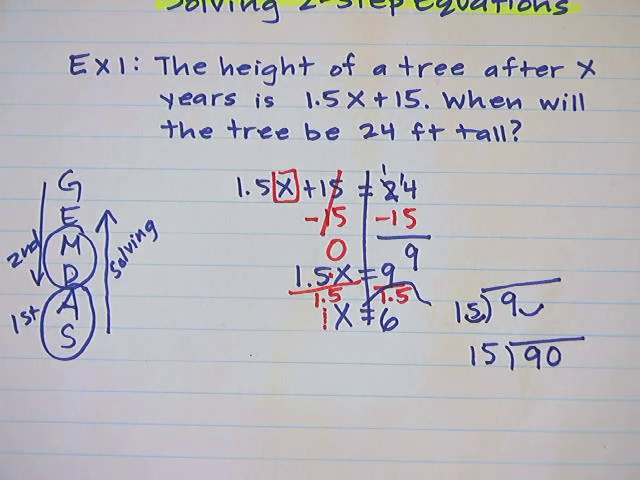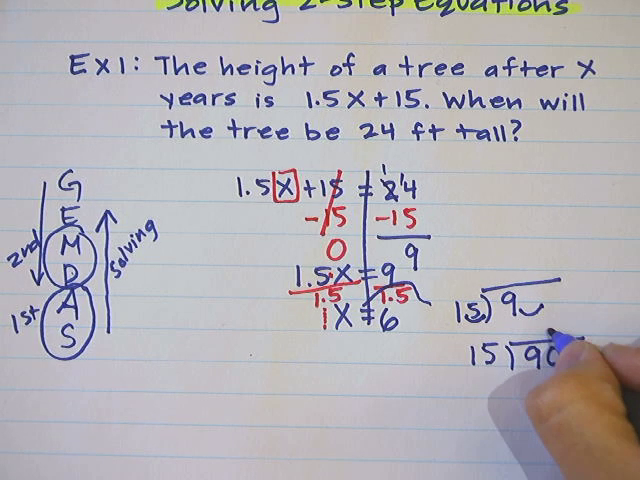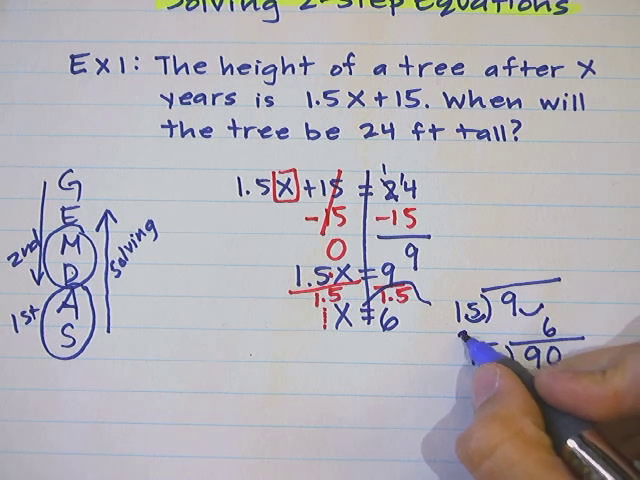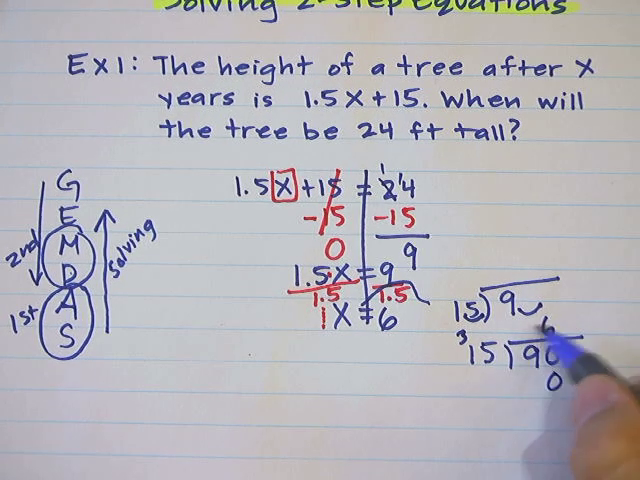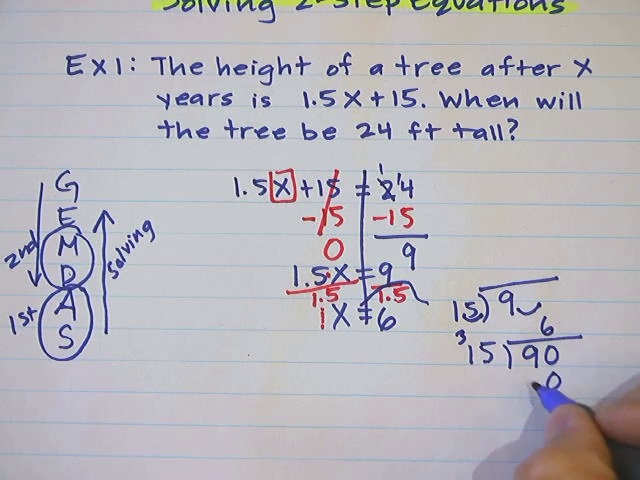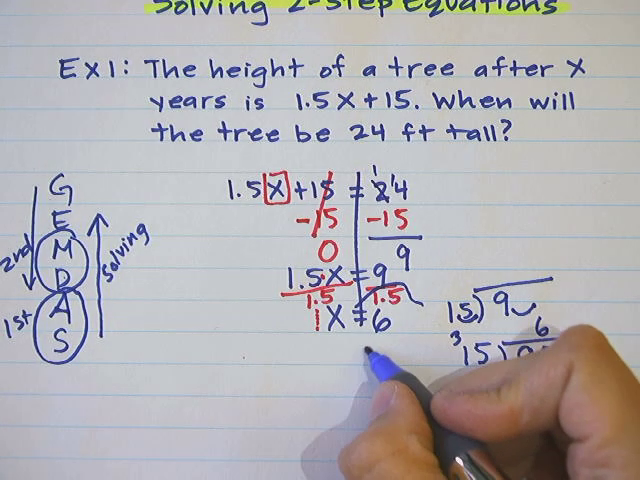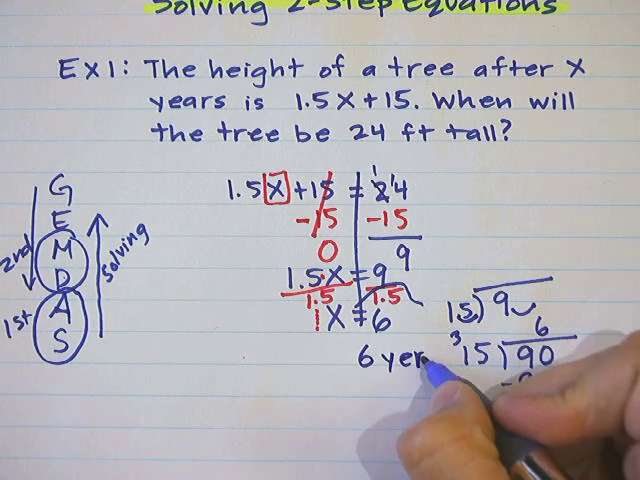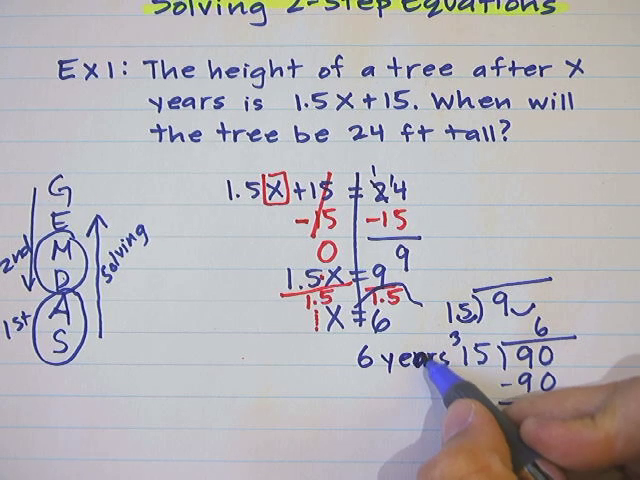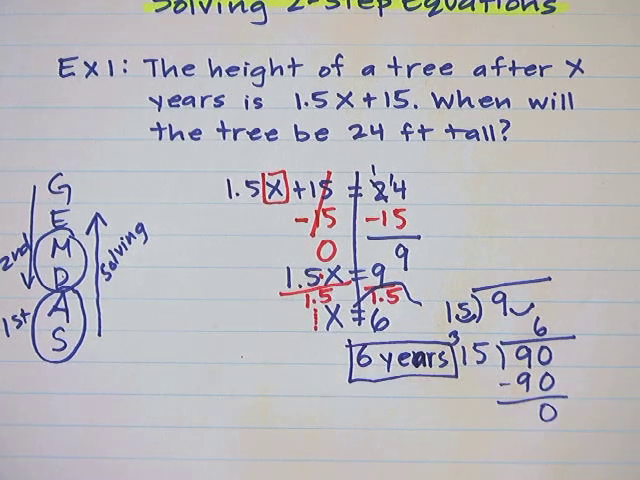Now I know that 15 and 15 is 30, and there are another set of 30s in there. So that's 6. 6 times 5, 30. 6 times 1 is 6, plus 3 is 9. And there, that's how you get 6. All right, so that means in 6 years, the tree will be 24 feet tall. All right, so next one.